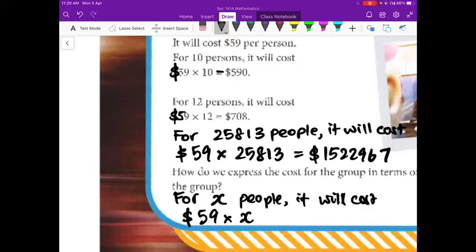Okay, 59 times 3, correct? There are Z number of people. Z times 59, 59 times Z, same thing, isn't it? You all need me to continue?